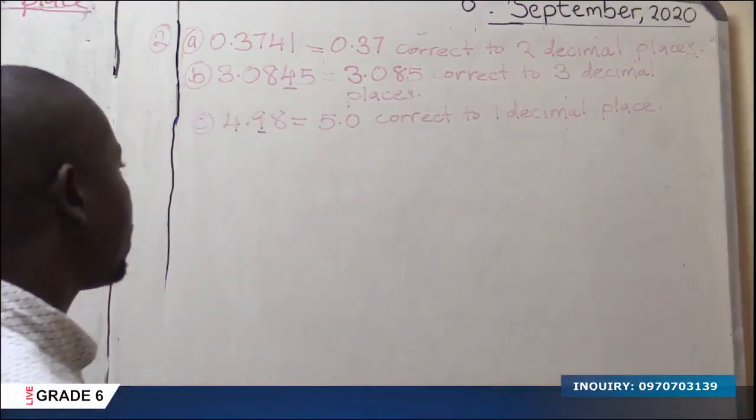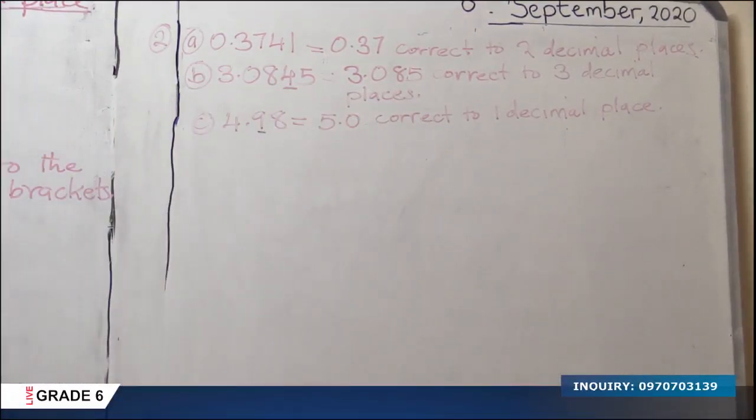Okay, so it will be 5.0, correct, to 1 decimal place.